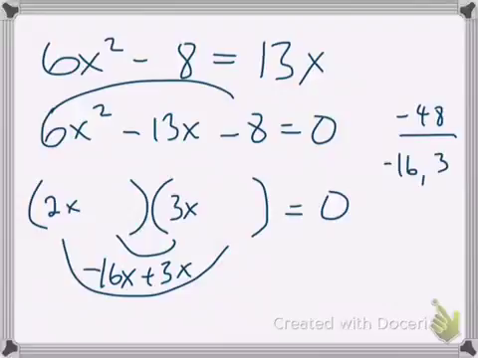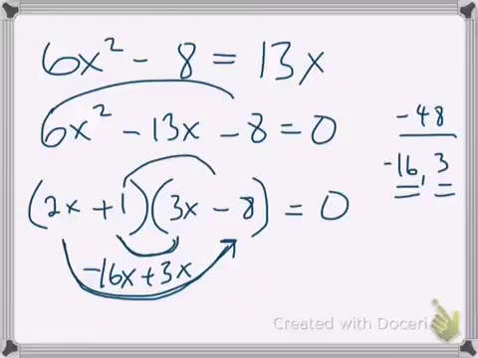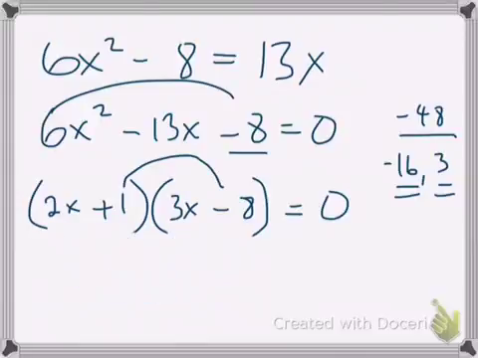Order doesn't matter. 2x times negative 8 will give me negative 16x. And then 3x times positive 1 will give me positive 3x. 1 times negative 8 is negative 8, so I'm in good shape. Alright, so 2x plus 1 times 3x minus 8. That means our two solutions are x equals negative 1/2, x equals positive 8 over 3.